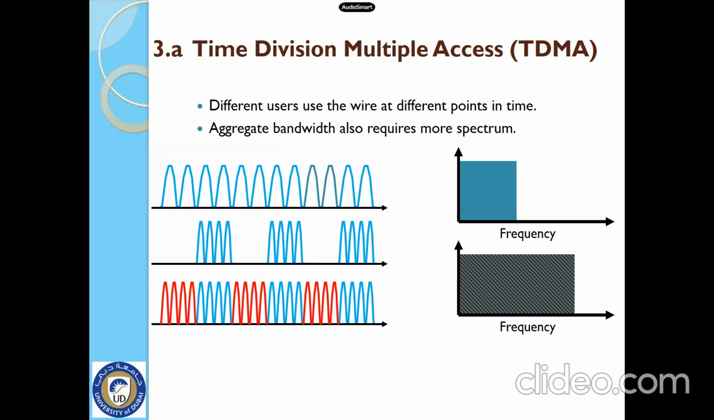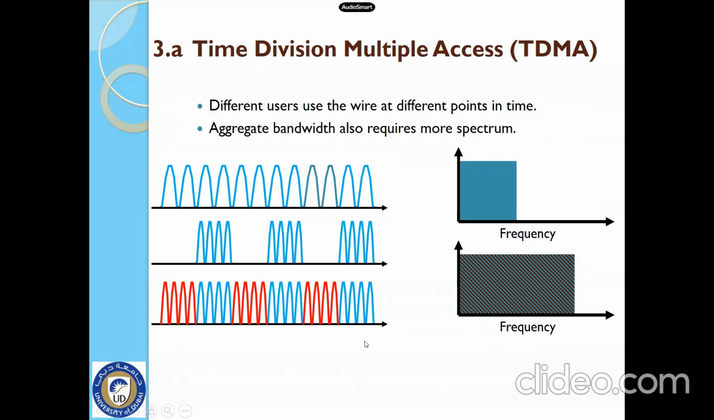Okay, now let's talk about each one of them. Time division multiple access: different users can use the wire at different times. So the overall signal will be an aggregate of all signals sent there. Here in this chart, this is source A, source B, source A. So you have two sources, A and B, and they are sharing the same communication wire.